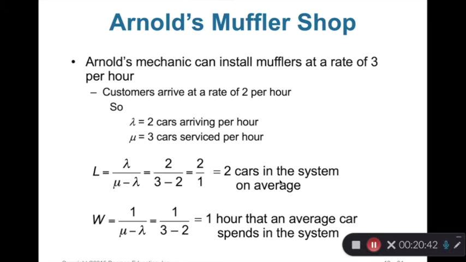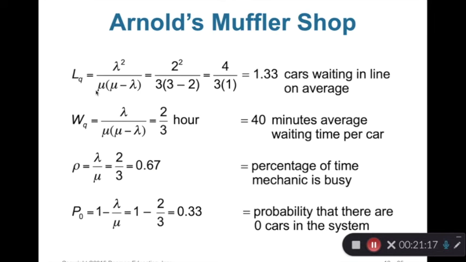Okay. Let's look at an example. This is about Arnold's muffler shop. Arnold's mechanic can install mufflers at a rate of 3 per hour. Customers arrive at a rate of 2 per hour. So we can figure out the values for lambda and mu. Lambda equals 2 cars arriving per hour. Mu equals 3 cars serviced per hour. And then we can calculate L and W, and also we can calculate LQ, WQ, rho, and P0.